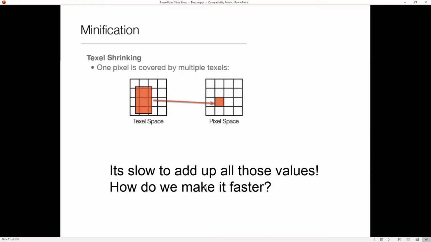But let me see, are there any questions about this problem and what causes this problem? This notion of minification and the fact that we skip over pixels and we need to somehow include them in our averages when we get the colors on the screen.